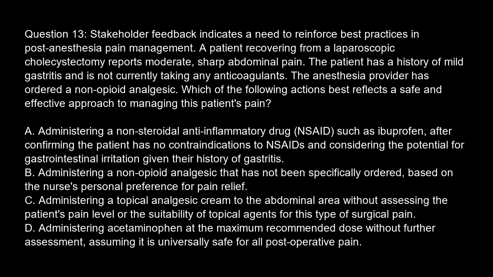Option A. Administering a non-steroidal anti-inflammatory drug, NSAID, such as ibuprofen, after confirming the patient has no contraindications to NSAID and considering the potential for gastrointestinal irritation given their history of gastritis. Option B. Administering a non-opioid analgesic that has not been specifically ordered, based on the nurse's personal preference for pain relief. Option C. Administering a topical analgesic cream to the abdominal area without assessing the patient's pain level or the suitability of topical agents for this type of surgical pain. Option D. Administering acetaminophen at the maximum recommended dose without further assessment, assuming it is universally safe for all postoperative pain.